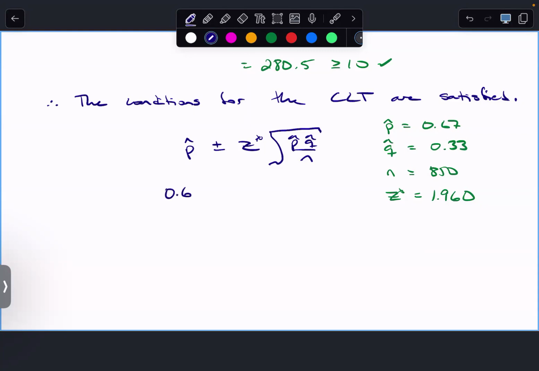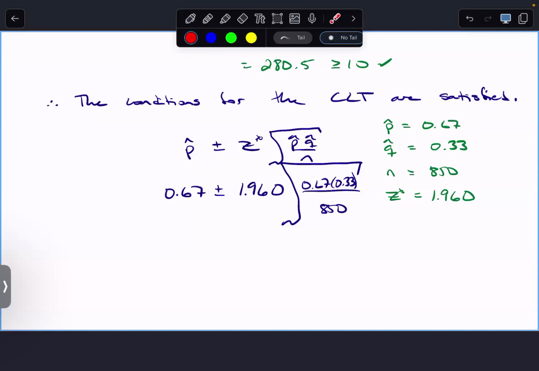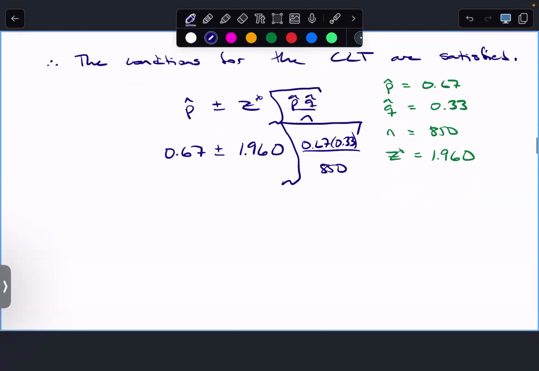So p hat is 0.67 plus minus 1.960 times the square root of 0.67 times 0.33 divided by 850. Nice and slow. BEDMAS still applies, right? It always applies. 0.67 times 0.33. Just for the first part, I'll write out every single part. I'm obviously not going to do that every time, but just to remind you of the BEDMAS order of operations. Or maybe you're used to PEMDAS.